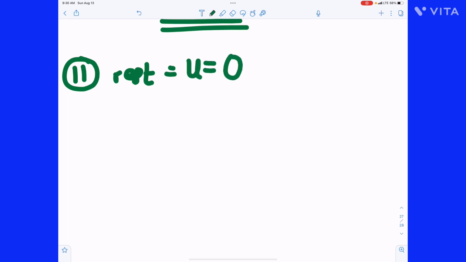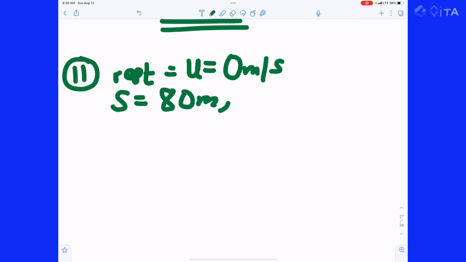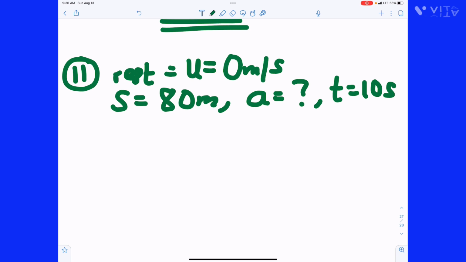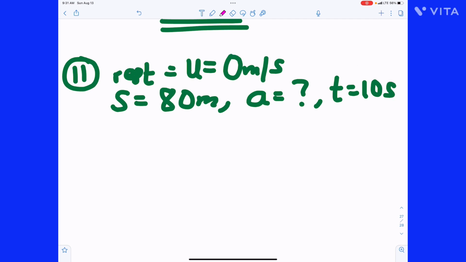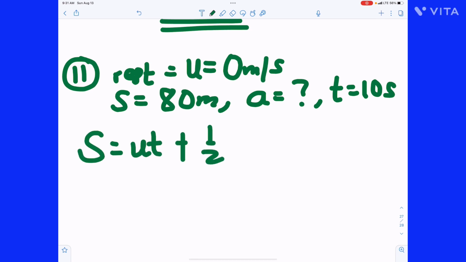u was what? 0 meters per second. The distance traveled, 80 meters. We are looking for acceleration. Time taken is 10 seconds. So here we have A, S, U, and T. What formula connects A, S, U, and T? That's S is equal to UT plus half A T squared.